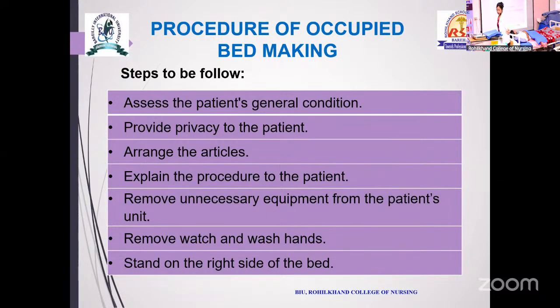Our case scenario is a 72-year-old female admitted with a right-sided cerebrovascular accident, stroke. She has left side weakness and is unable to get out of bed immediately. She is conscious but requires complete assistance for turning and hygiene. So which type of bed making do we have to perform? Can anyone guess? Occupied bed making.